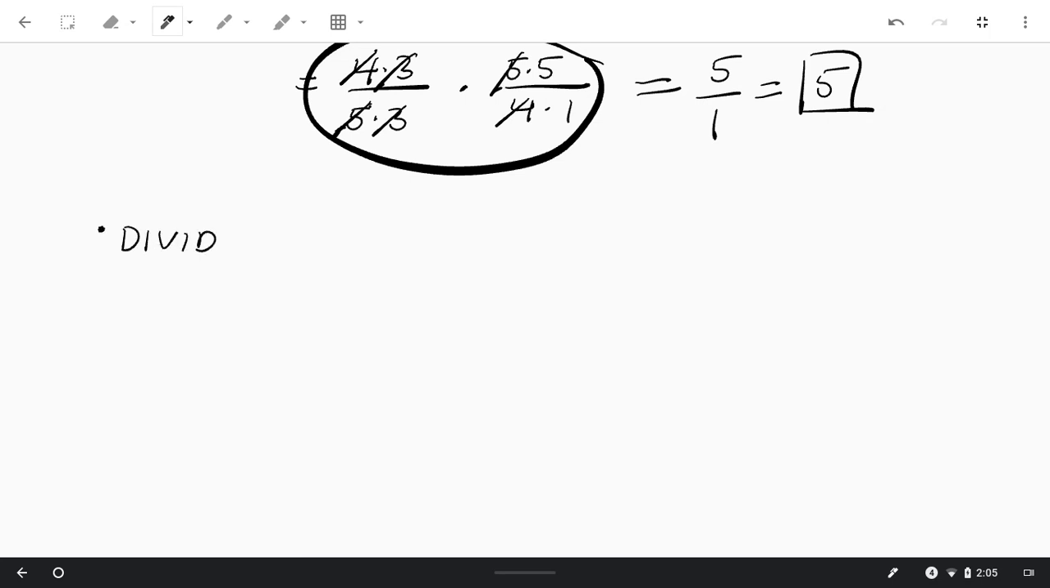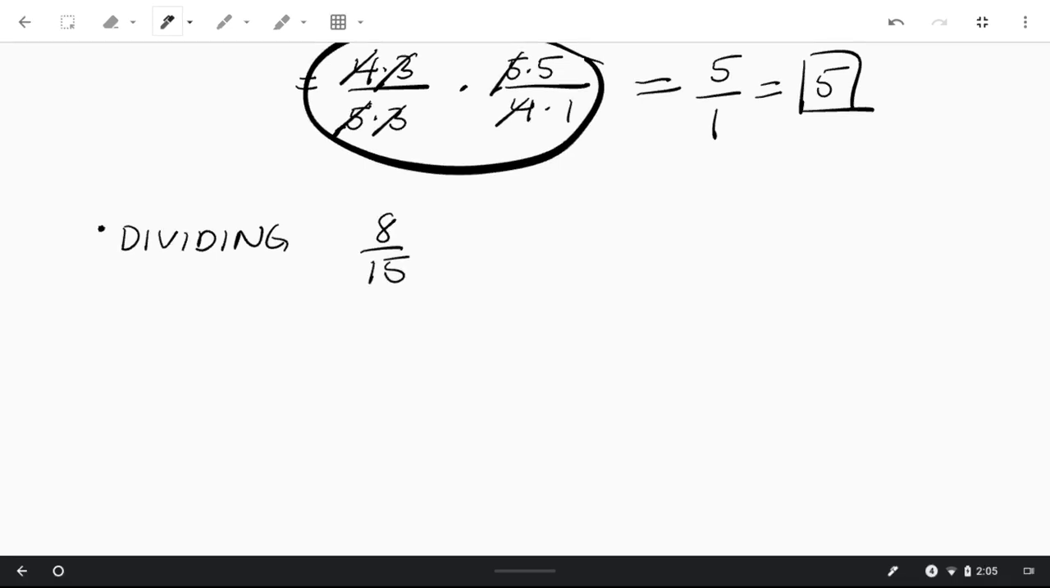Okay, let's take a look at division. With dividing fractions, hopefully you remember that when you have division of fractions, so like this one, 8 over 15 divided by, let's do 14 over 27.